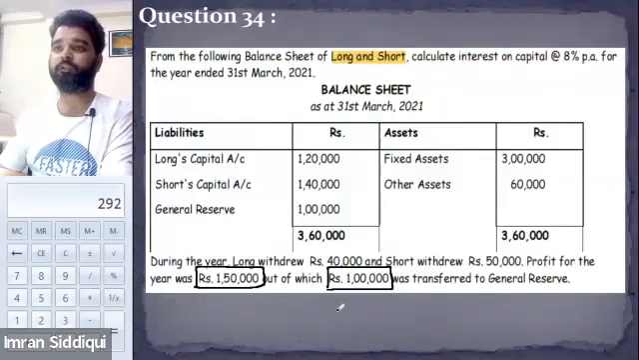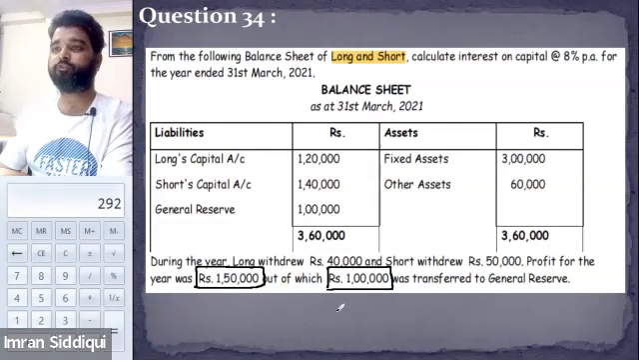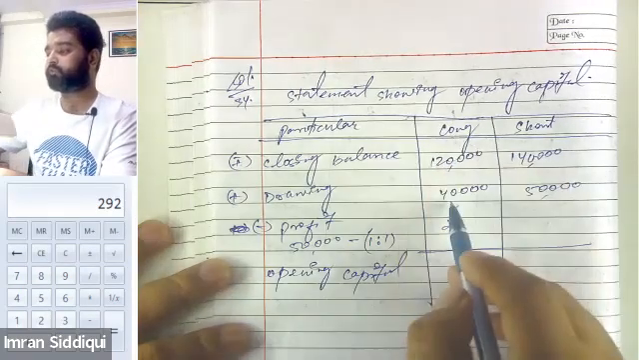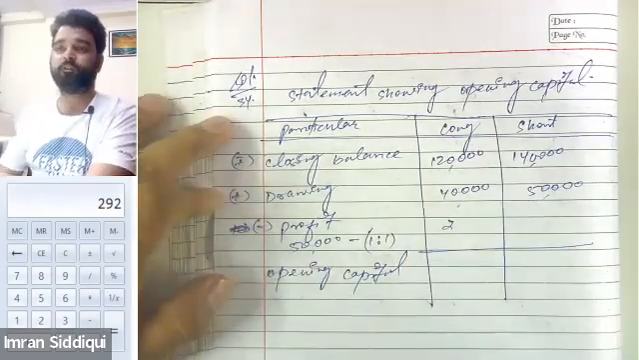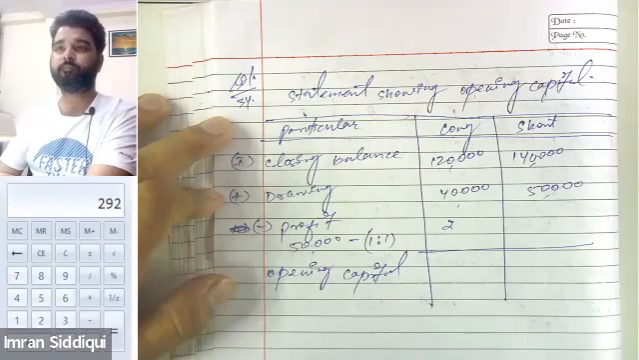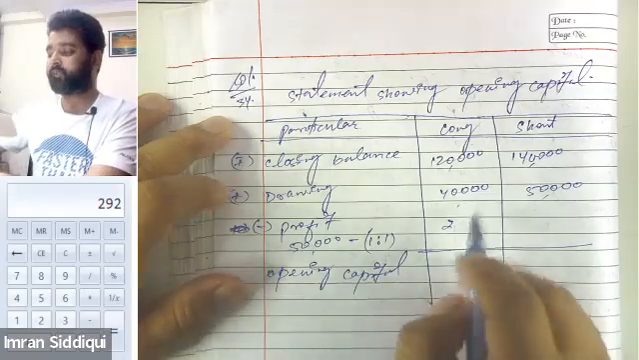During the year, Long's drawing was 40,000, so that is what I have written, and Short's drawing is 50,000. See, Long's drawing was 40,000, Short's drawing is 50,000. Did I make any mistake? Oh, sorry, I think I had it. Okay. So now profit will be deducted.